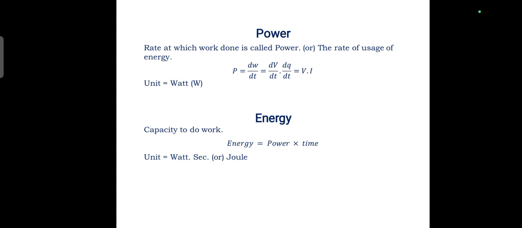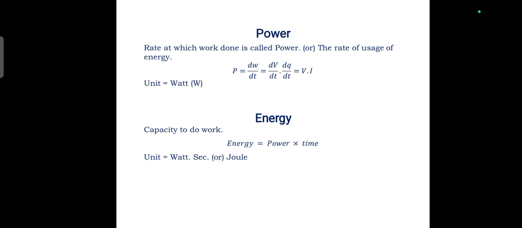And the next parameter is the power. Here, the rate at which work is done is called power, or the rate of usage of energy is also called power. The equation for power P is equal to dW by dt, which we can write as dV by dt into dQ by dt. So that is equal to V into I, right?